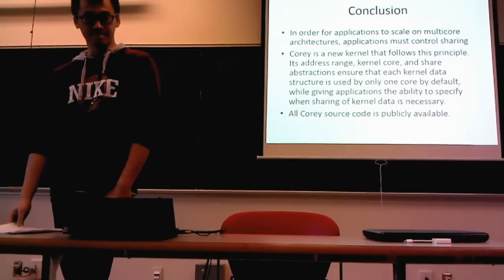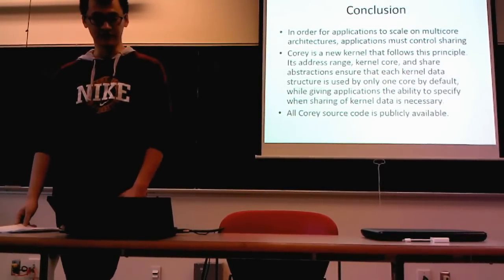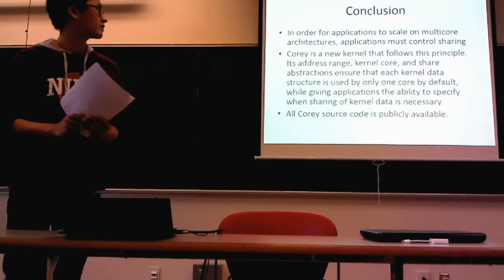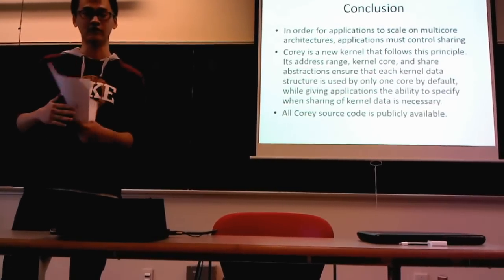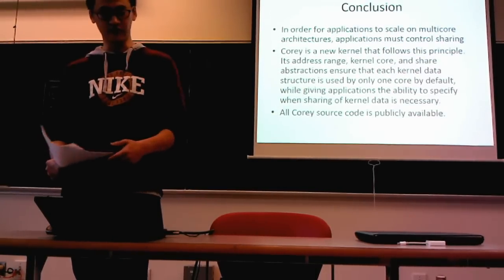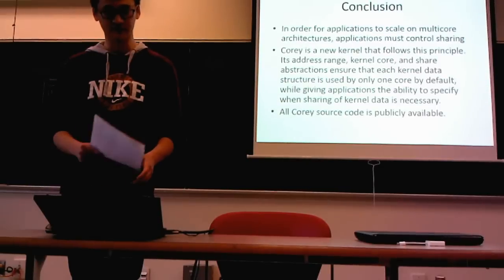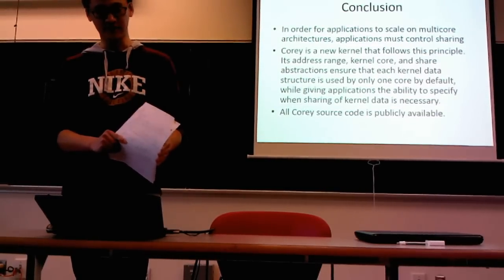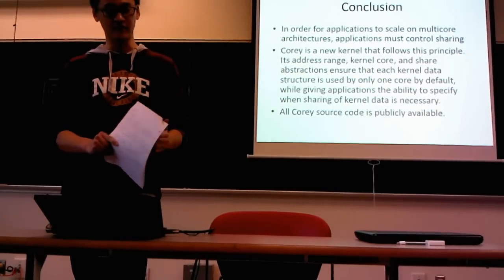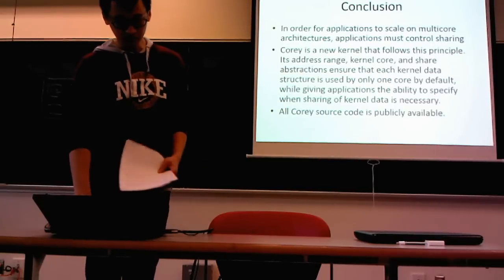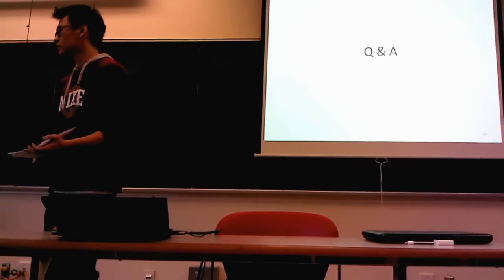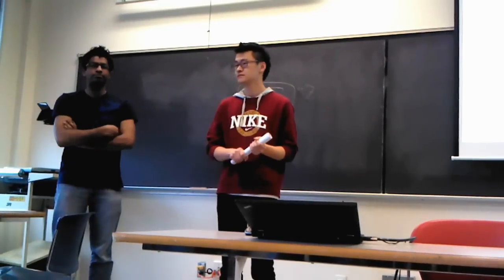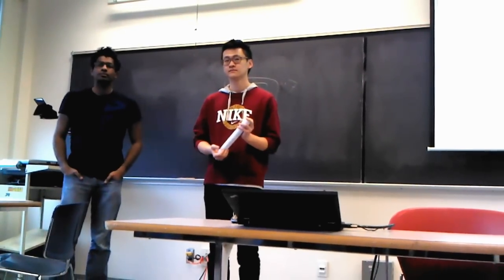The conclusion is, Cori is a new kernel that follows this principle: in order for applications to scale on multicore architectures, applications must control sharing, to give better performance. Its address range and kernel core and shared abstraction ensure that each kernel data structure is used by only one core by default, while giving applications the ability to specify when sharing of kernel data is necessary. Looks like they have a very good understanding of Linux address spaces.